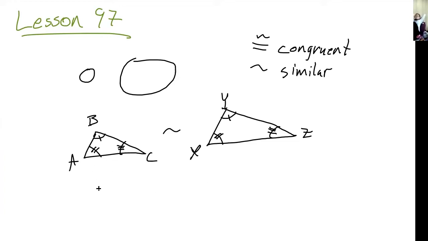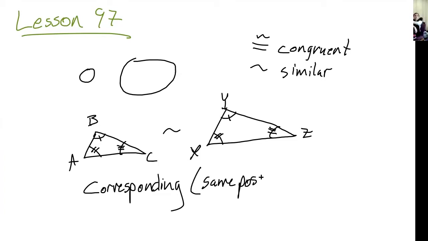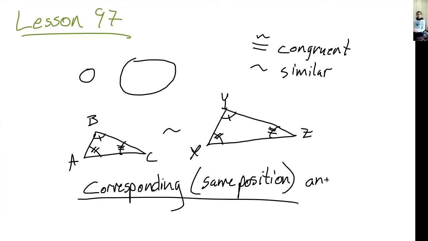So these are called corresponding angles. Corresponding, the word corresponding means like same position. So like the bottom left angle here is angle A, and the bottom left angle here is angle X. Okay, so angle A corresponds with angle X. Angle B, what does angle B correspond with? Y. Angle Y, that's right. And angle C corresponds with angle Z.